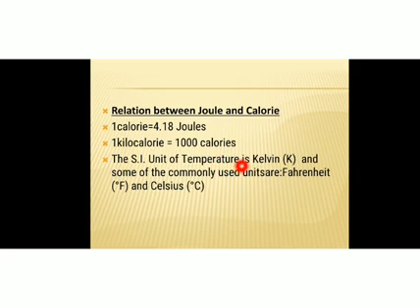The SI unit of temperature is Kelvin, and some of the commonly used units are Fahrenheit and Celsius. Usually you will represent temperature in Celsius scale or Fahrenheit scale. Our normal body temperature is 37 degrees Celsius. So the SI unit of temperature is Kelvin, and the other commonly used units are Fahrenheit and Celsius. And always remember this conversion formula: 1 calorie is 4.18 joule, 1 kilocalorie is 1000 calories.